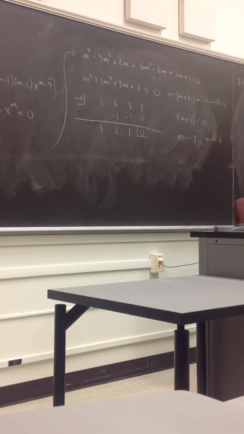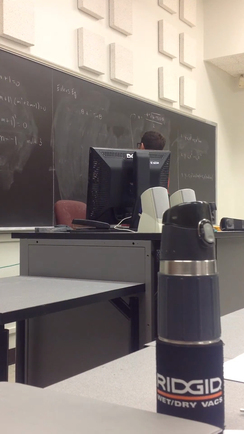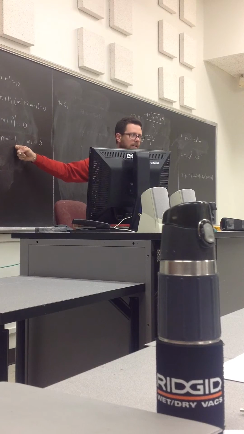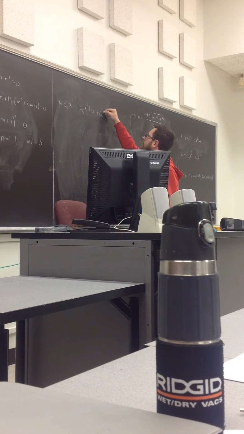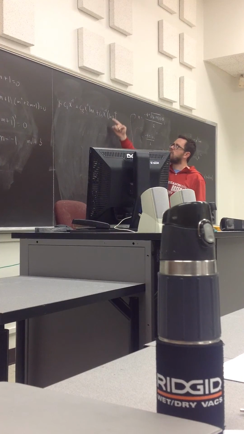So the general solution: this gives us x to the -1, and then for the other two, we multiply by log x. The second solution is x to the -1 multiplied by natural log x. The third solution is x to the -1 multiplied by natural log x squared. I would use parentheses so that it doesn't look like it's natural log of x squared; it's natural log of x, squared.